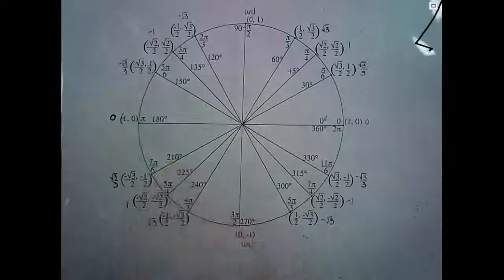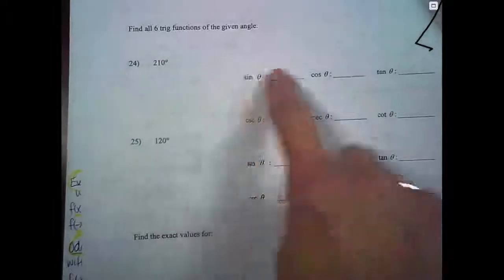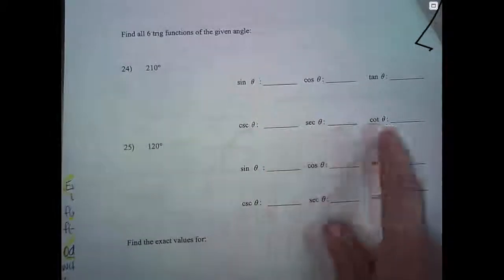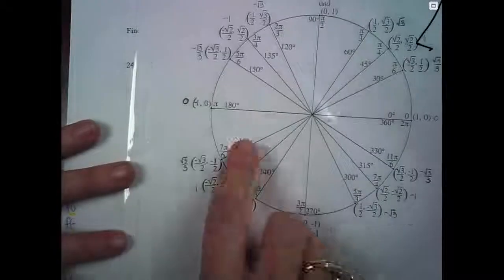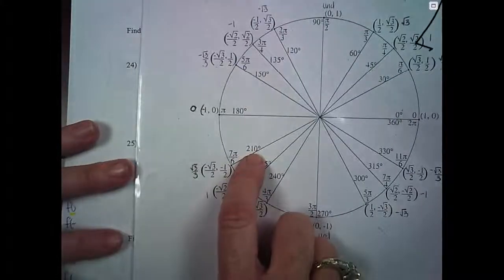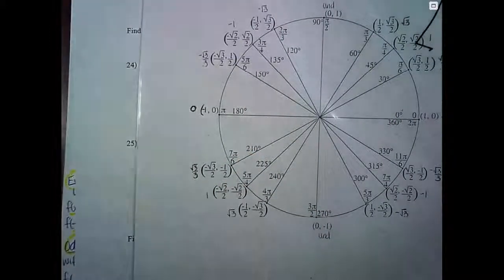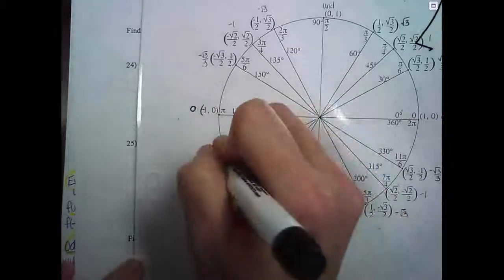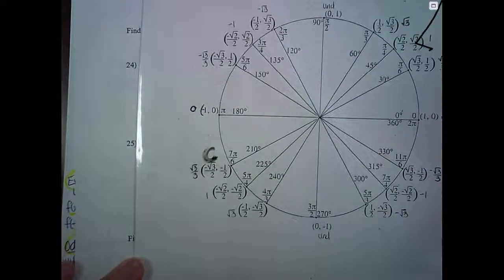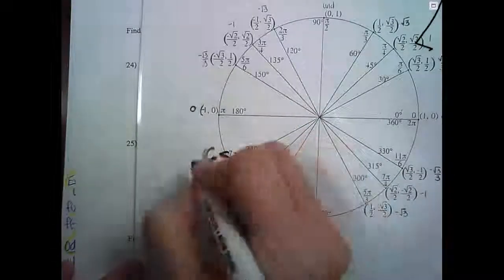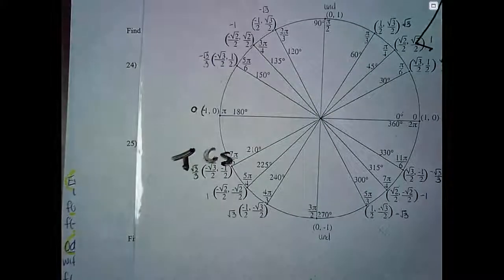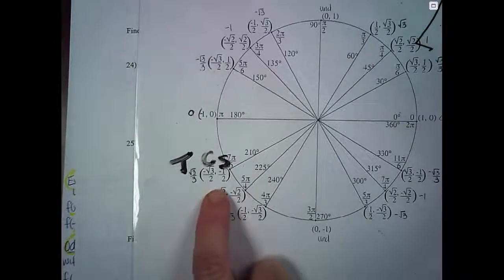No, because all 6 trig functions are asking you to find sine, cosine, tangent, cosecant, secant, cotangent. Look, guys, if you're at 210 degrees, this is cosine, remember? This is sine, and this is tangent. It's already built in. Just look there and fill them in.